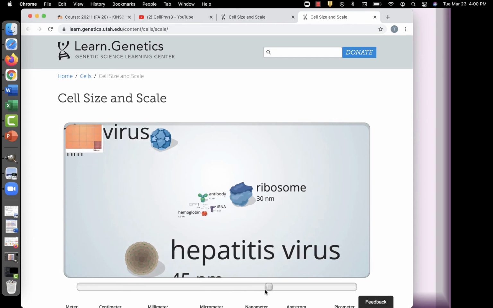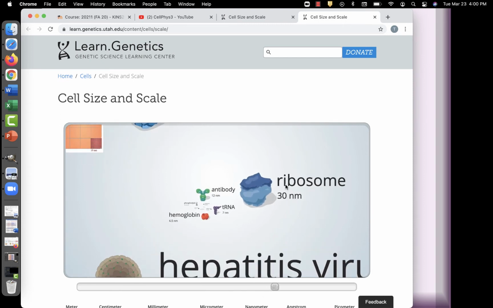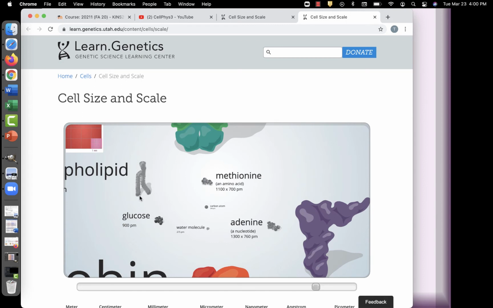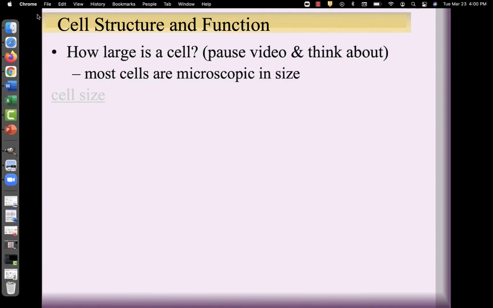And then we go down a little bit more. Here again is an organelle, one of the really tiny ones. Here's a ribosome. And then we can see some molecules. Antibody is protein, hemoglobin is also protein. tRNA is a nucleic acid. And then we'll blow it up just a little bit more, and here's a phospholipid, which we're going to talk about a little bit later on. Here's a glucose molecule. So that gives you some perspective on the size of a cell.